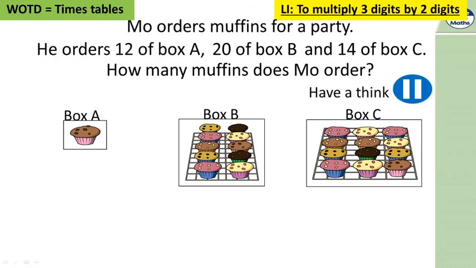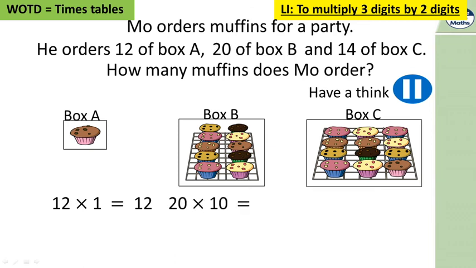Okay, so if you've got 12 of box A, you've got 12 lots of 1, which is 12. So box A is quite simple because you've just got 12 lots of 1. And you see the pictures, it shows you how many is in each. So we've got 1 in A, we've got 10 in B, and we have 12 in C. So that was a simple 1-digit multiplication. Here we're going to have 20 times 10, and here we're going to have 14 times 12.